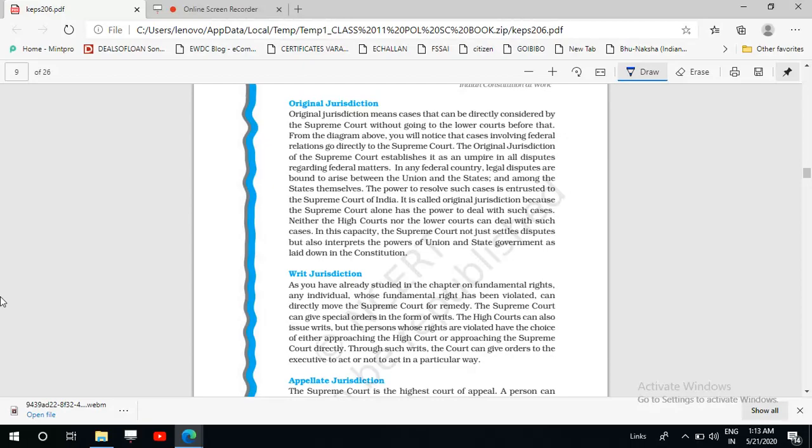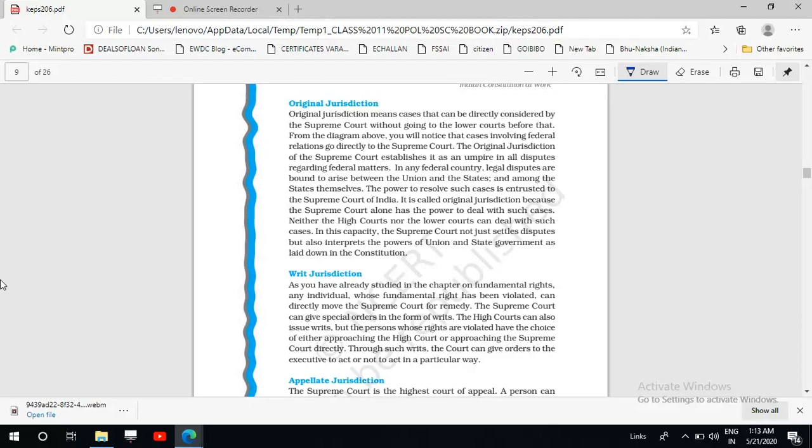Okay, and we know we have a federal structure, and in this federal structure there is a division of power between the center and the state, and because of this division of power, many times such a situation arises that causes conflict between the center and the state, or between the states also. So in this regard, our Supreme Court has been given the role of an umpire.